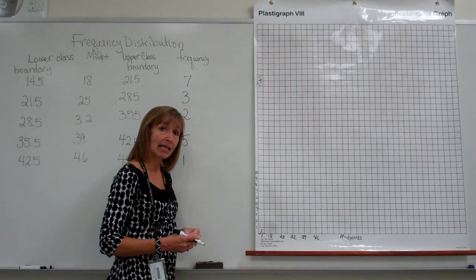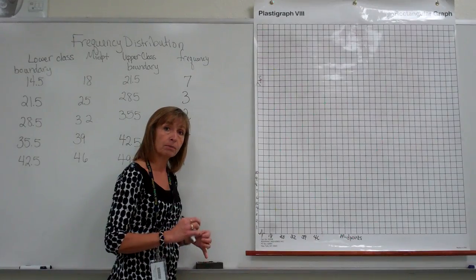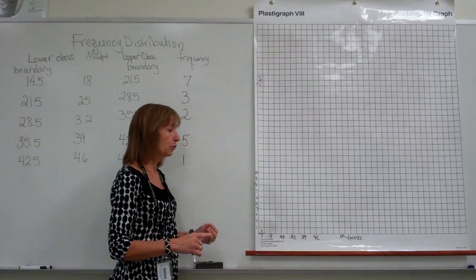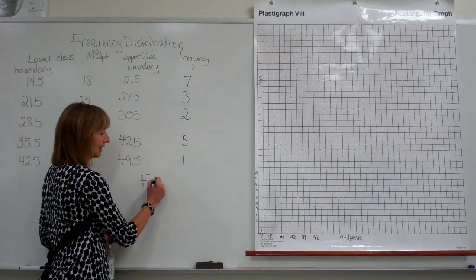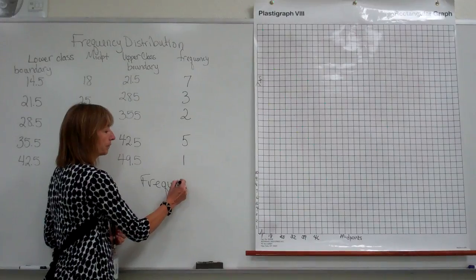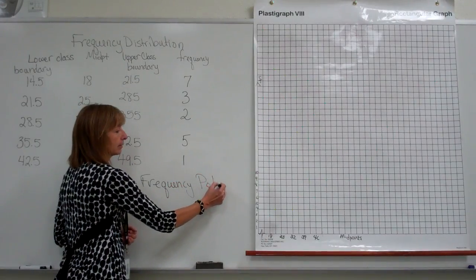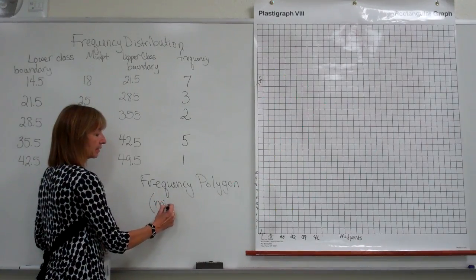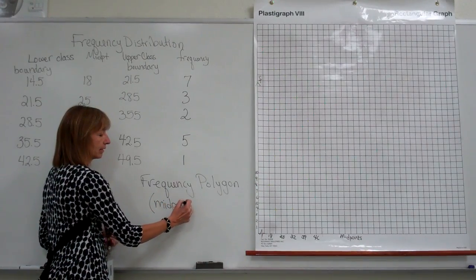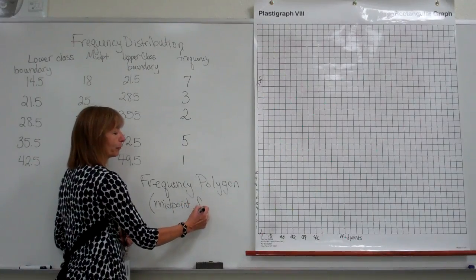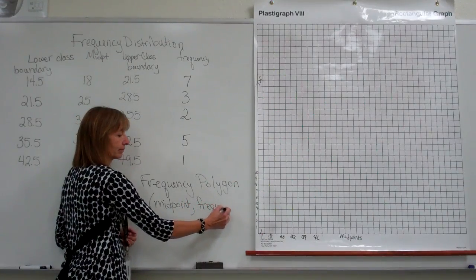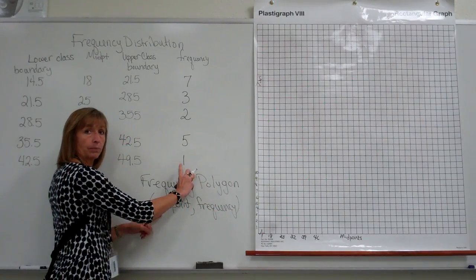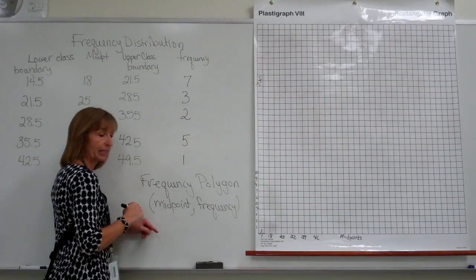Now for a frequency polygon, you don't make bars, but you actually plot dots, and then we will connect those dots with line segments. The way you plot the dot for a frequency polygon is to graph the ordered pairs: midpoint of the class, comma, the frequency. So we'll go to the midpoint of the class and go up to the frequency of the class and draw a dot there for each class.